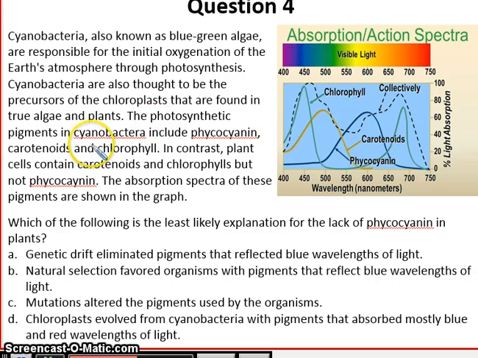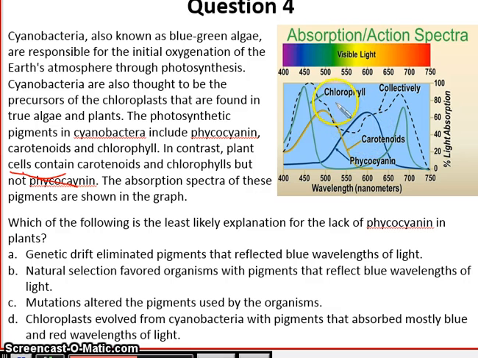Photosynthetic pigments in cyanobacteria include phycocyanin, the carotenoids, and chlorophyll. In contrast, plant cells, so again, that was the true plants, plants today, contain carotenoids and chlorophylls, but they do not contain phycocyanin. The absorption spectra of these pigments are shown in the graph.